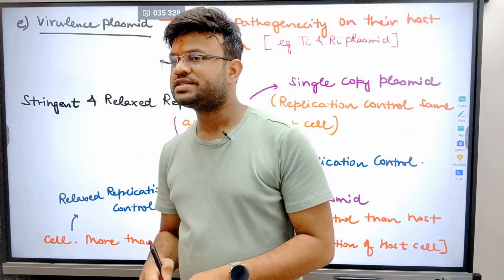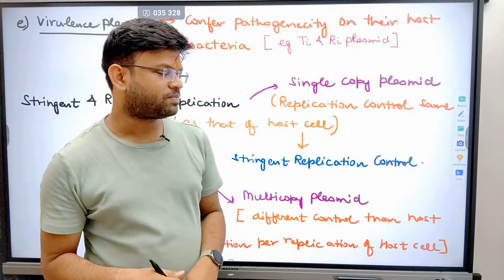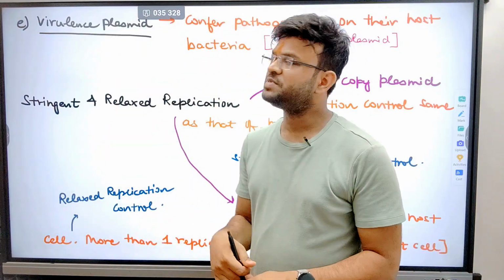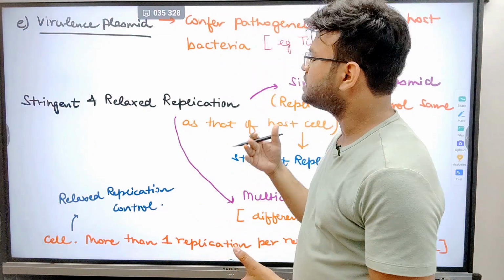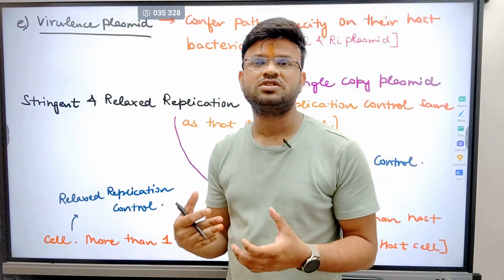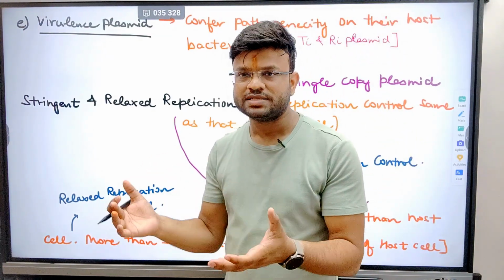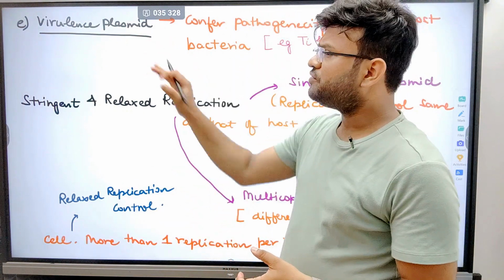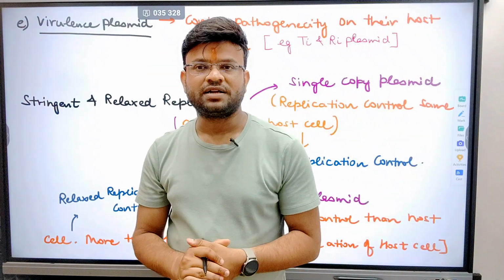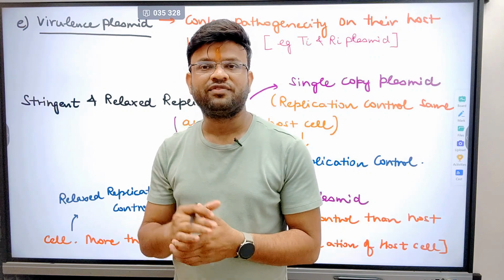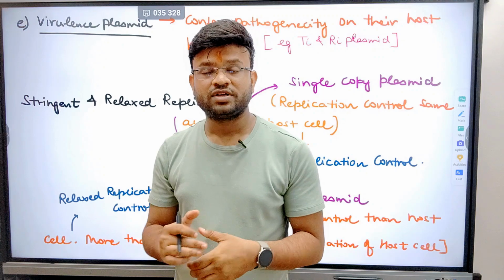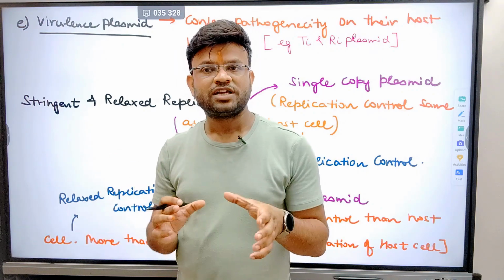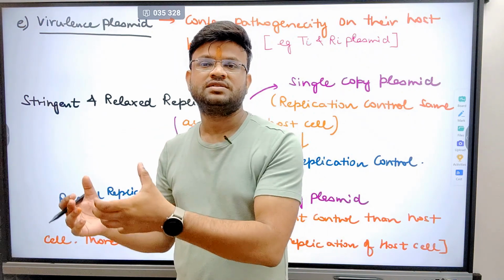Now coming to the next type of plasmid, this is called virulent plasmids. What does virulence actually mean? Virulence means the capacity to cause a disease, or pathogenicity, right? So if a virulence plasmid is present inside the bacteria, then that bacteria will definitely cause some disease in the host organism, right?